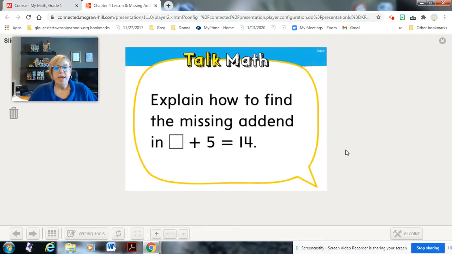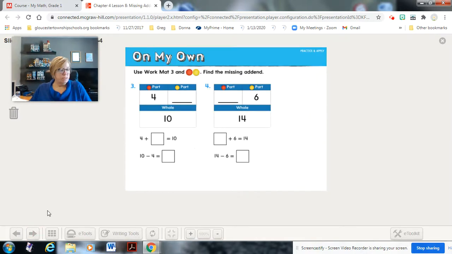All right, so now they would like us to explain how to find the missing addend in blank plus 5 equals 14. I would like you to turn to your adult or your helper and explain, how are you going to find that missing addend? Okay, so if you told them you're going to do 14 minus 5, you are correct. And 14 minus 5 equals 9.